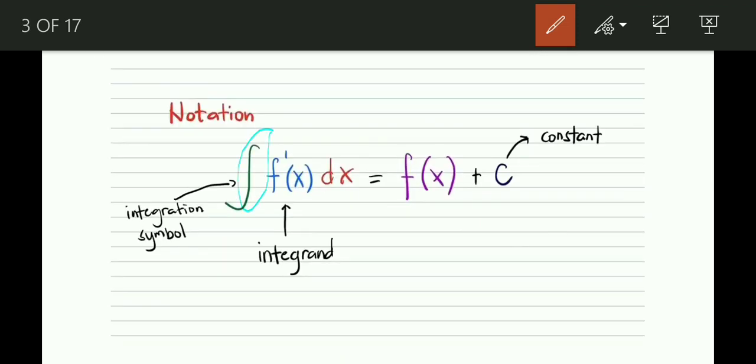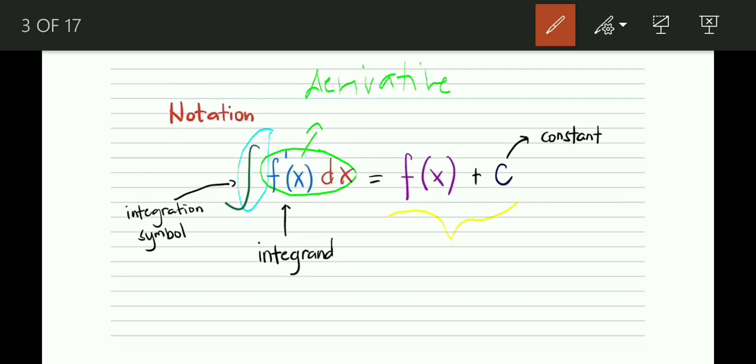This notation represents the integration process. The elongated s symbol is called the integration symbol. This is the Latin word for sum or total. This function is the integrand or the derivative. A derivative function is often indicated with dx or other variable.